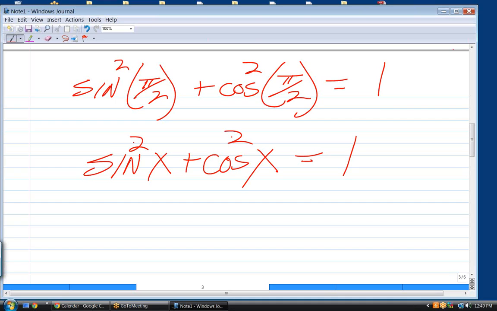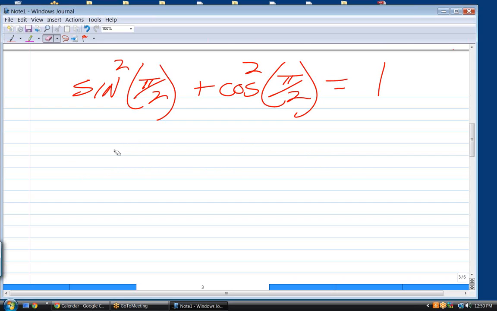It could be pi over 2, it could be pi over 4, it could be pi over 6, pi over 3, it could be 20 degrees. Sine squared plus cosine squared is always 1. That's an important identity. You definitely want to memorize that. That's even something that you need to take the ACT test in Colorado. That's something they expect you to know. Okay?